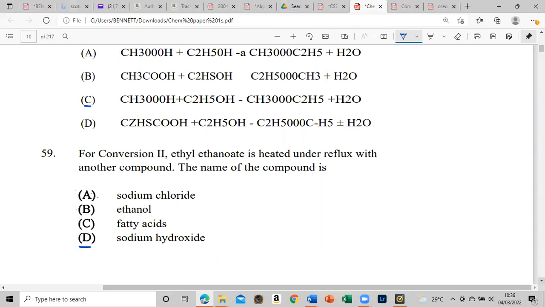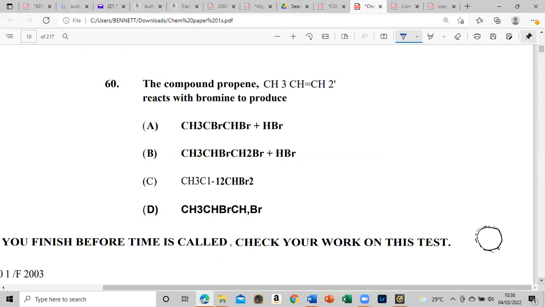Let's move on to the last and final one. Congratulations, you have made it to the very, very end. The compound propene, CH3CH=CH2, reacts with bromine to produce, and that would be E.